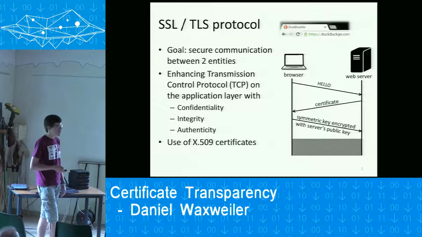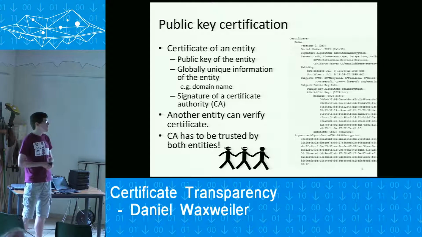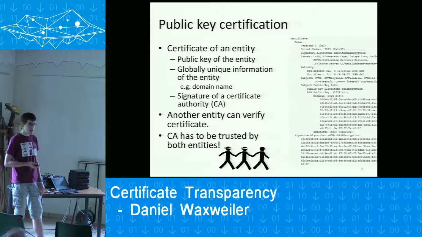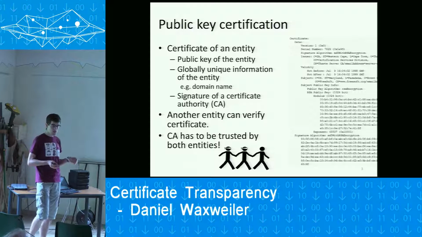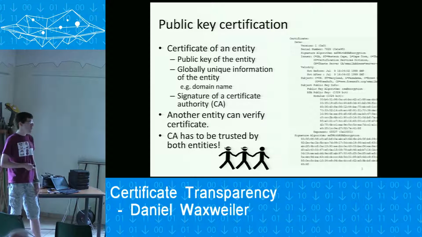Let's have a closer look at what's inside a certificate. There's a lot of stuff, but the most important thing is the public key of the entity. In our example, it was the public key of the server, and there's probably some uniquely identifiable information like a domain name. And there's also a signature of a certificate authority, which is an organization that creates the certificates for a website or yourself, if you like to. Now another entity can verify the certificate, and therefore this certificate authority has to be trusted by both entities.